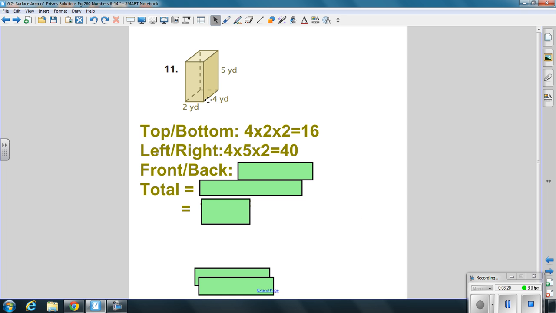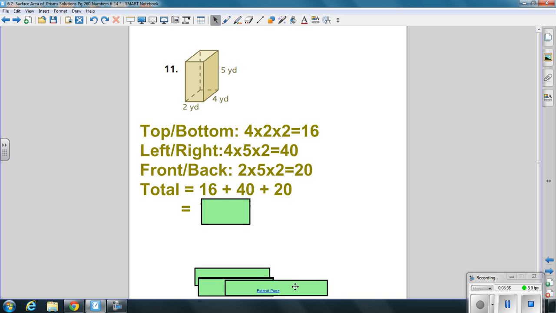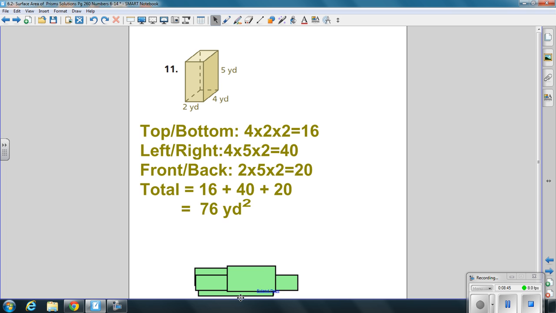The left and right, we have a 4 by 5, and the other side would be a 4 by 5 as well. We get 40. The front and the back, we have a 2 by 5. Remember, this line and this line are congruent, and double that, we get 20. To find the total, we take 16 plus 40 plus 20, and we get a grand total of 76 yards squared.